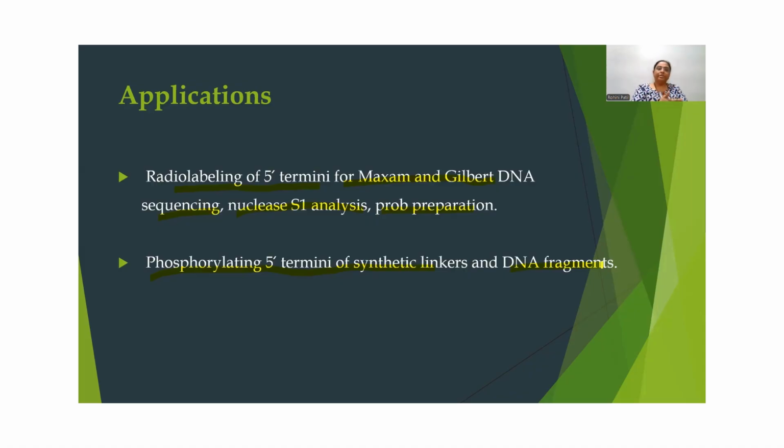For that purpose, what is used? These polynucleotide kinases are used, which add the phosphate group at the 5' end, thus allowing the ligases to act on the DNA, so that the vector DNA is going to be sealed with the gene of interest or the foreign DNA. In this way, your polynucleotide kinase shows its application.